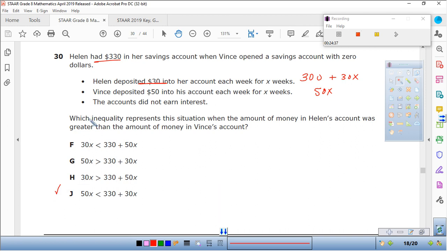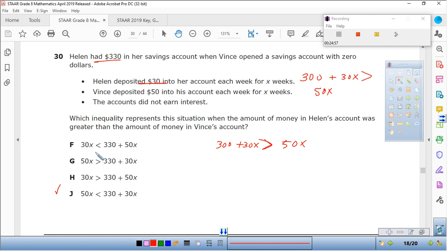Yes, this is Jay, right? Which inequality describes a situation when the amount of money in Helen's account was greater than the amount of Vince's? So this is Helen's. They basically want it like this. You want this, 300 plus 30x greater than the 50x. That's all they're asking. Look for any combination of that.